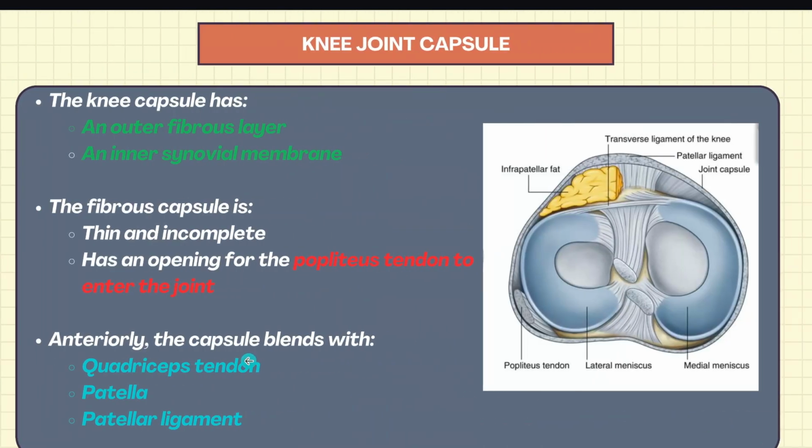Now let's start talking about the knee joint capsule. The knee joint capsule is made out of two parts: an outer fibrous layer and an inner synovial layer. Now let's start talking about the fibrous capsule, the outer fibrous layer. The outer fibrous layer is thin and incomplete. So it's not fully closed and it's very thin. And it has an opening.